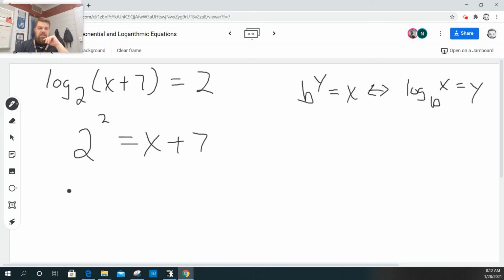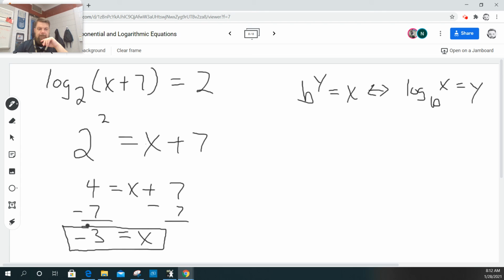So then I get 4 equals x plus 7, and then you subtract 7 from both sides. And I get negative 3 is equal to x. That one's pretty easy.